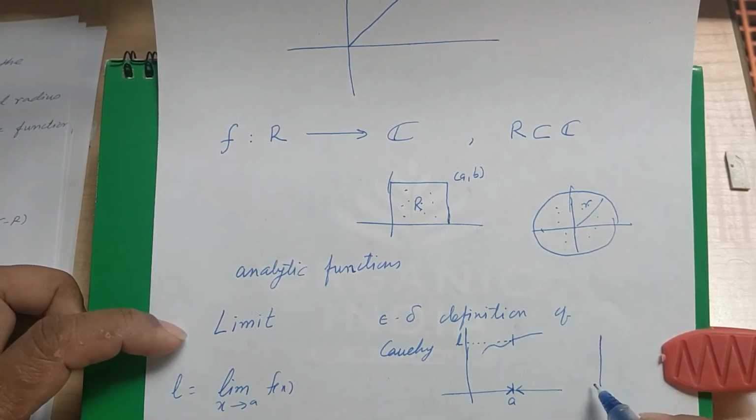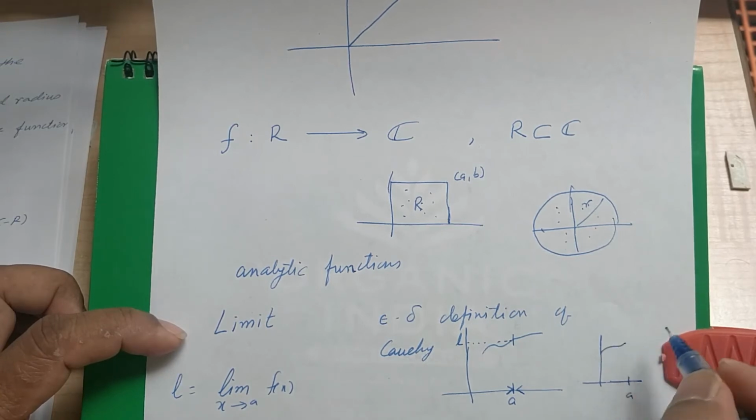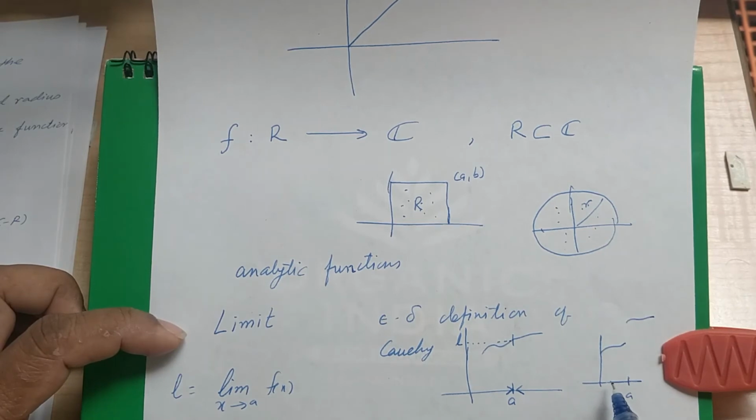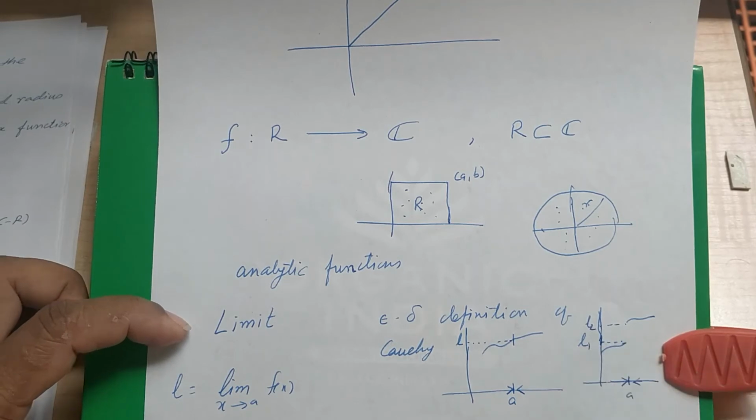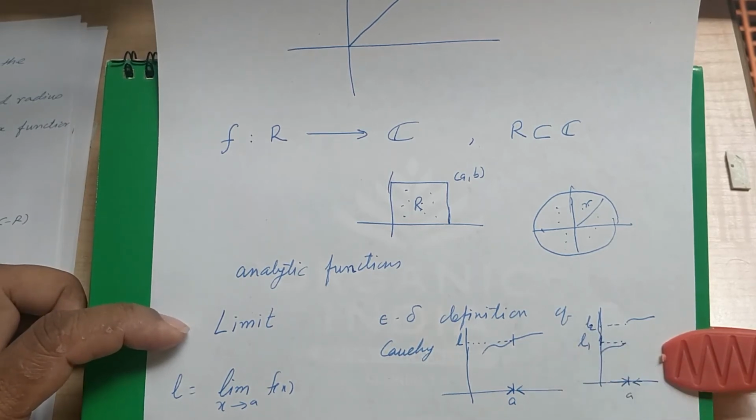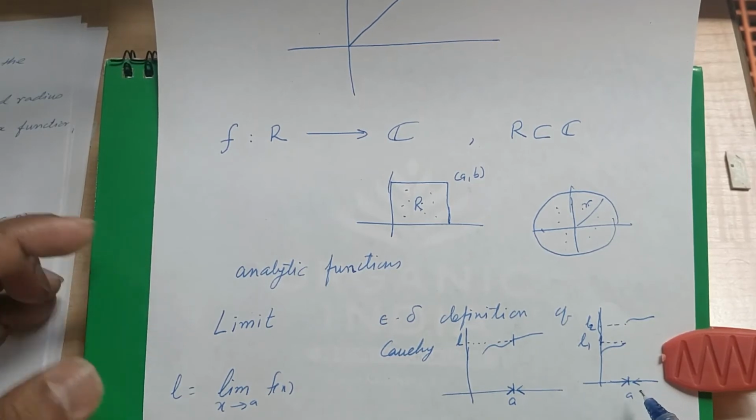Now, if a was not a point of continuity, for example, if there was a break in the graph, the value that the function tends to from the left may be different. Let's call it L1, and the value that it tends to from the right may be different. Let's call it L2. So in this case, we say that the function does not have a limit, or the limit does not exist. It's a local concept, so everything is happening at a.